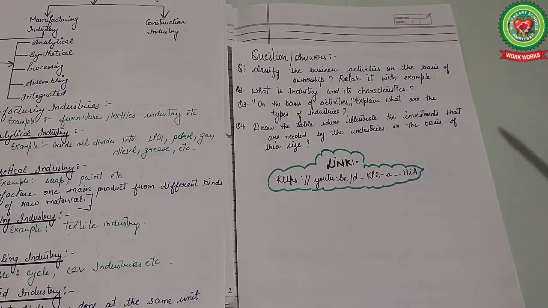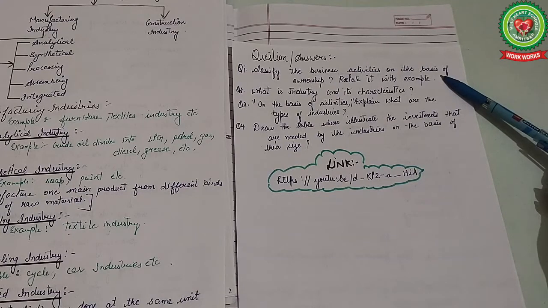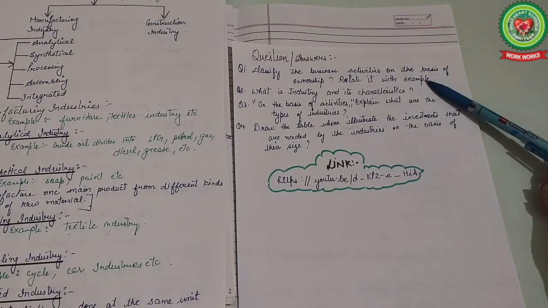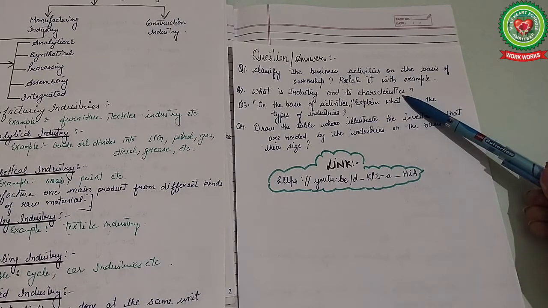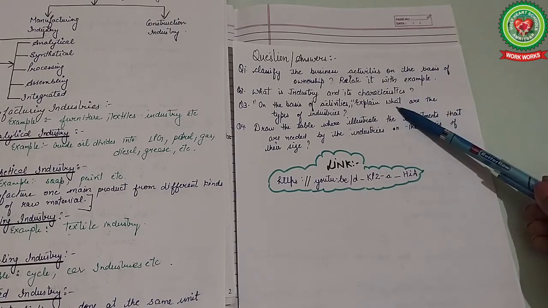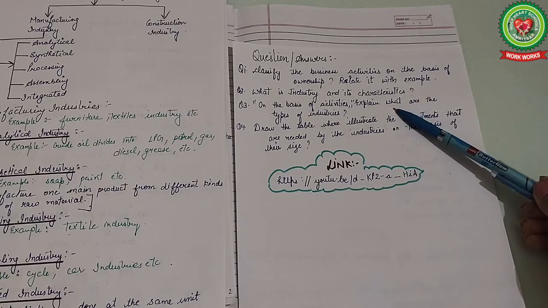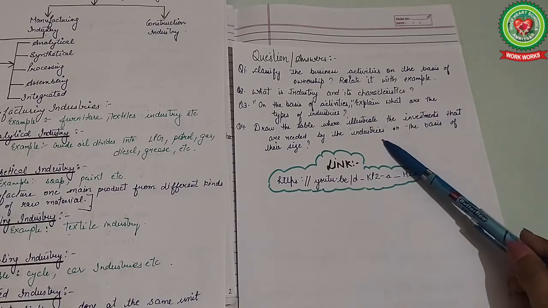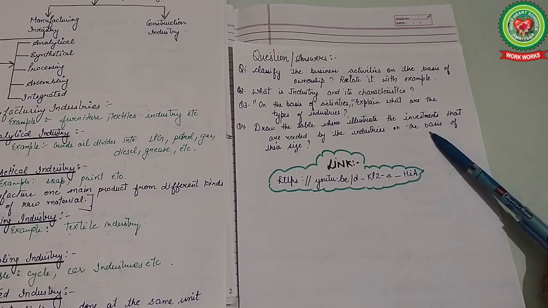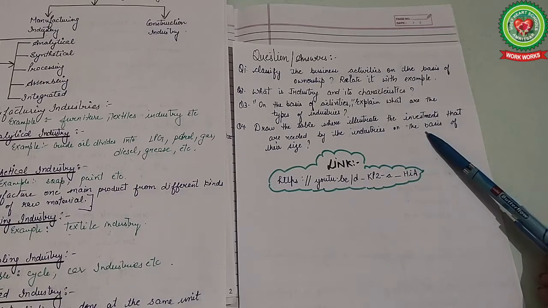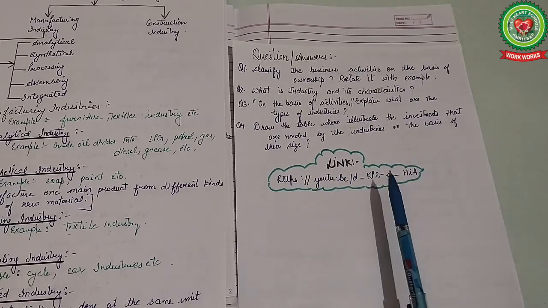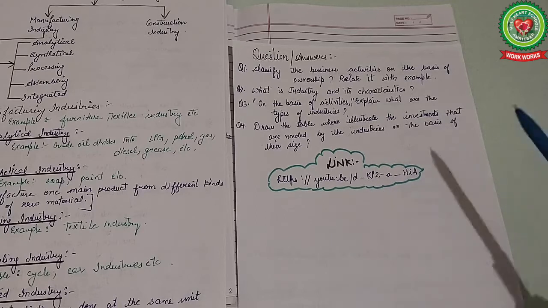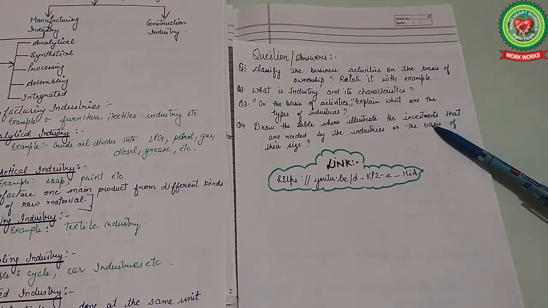Your today's homework is to classify the business activities on the basis of ownership and relate them with suitable examples. Next question is, what is industry and its characteristics? Third question you have to write is, on the basis of activities, explain what types of industries prevail in society. And the fourth is, draw a table and illustrate the investments in plant and machinery needed by industries on the basis of their size. You can get help from this link or other links on YouTube or the internet, so that you can write the answers properly.